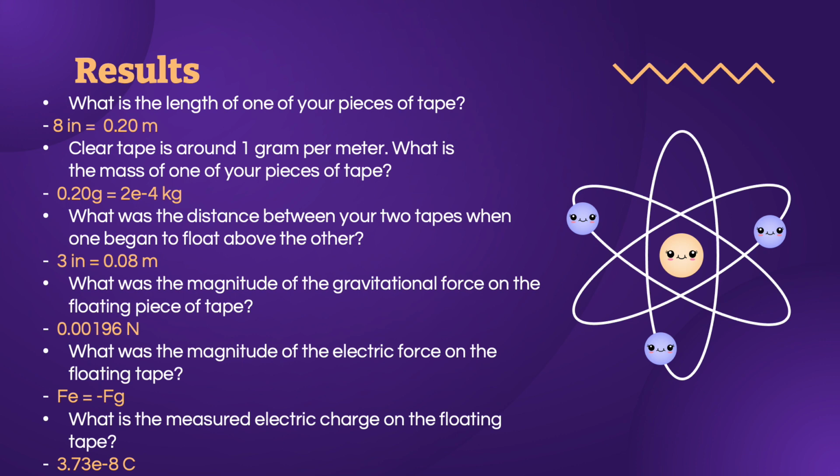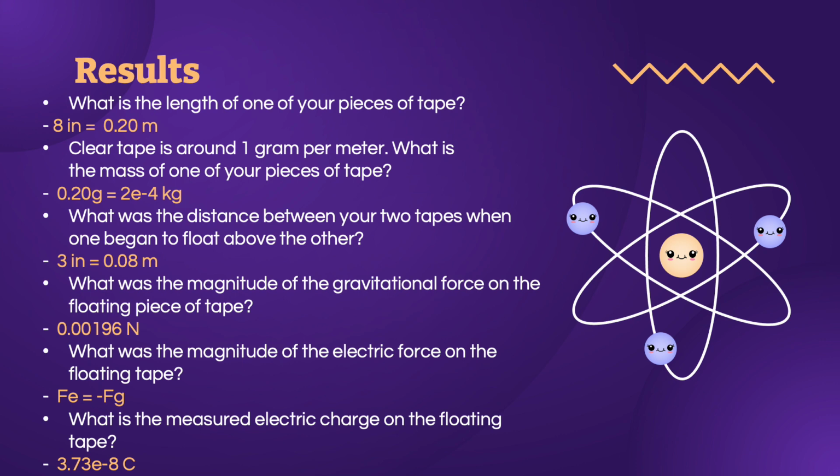The distance between the tapes when they began to float over one another was 0.08 meters. After the charged tapes were created, I laid one piece of tape on the flat surface, and then held the other piece of tape at a distance to see when the second piece would repel the other tape. I noticed this was approximately 3 inches. Again, I didn't have a ruler, so this was all eyeballed, so it could have been less or more. These are the numbers that I used.